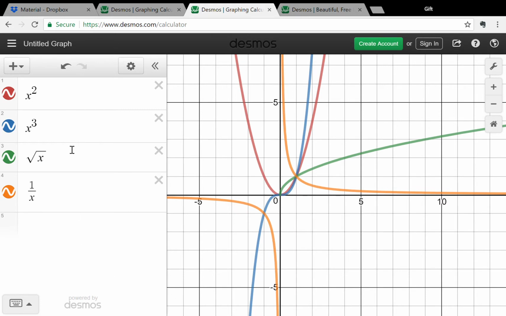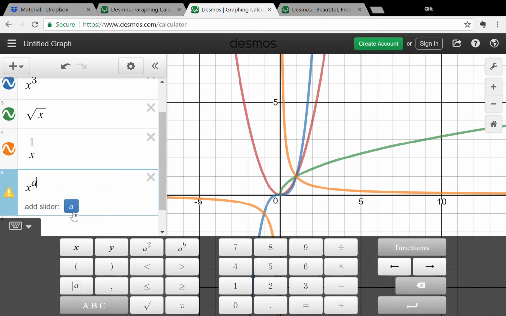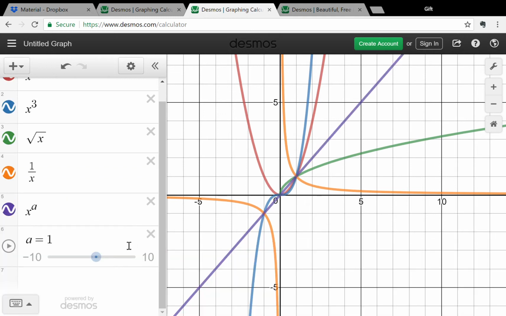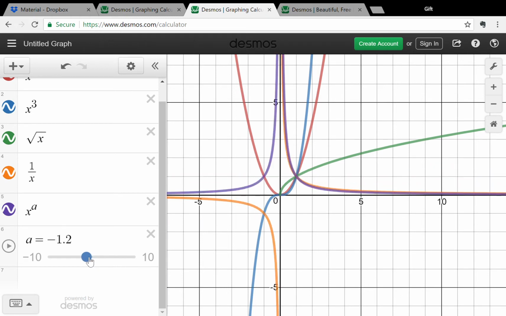Now, all these functions belong to the same category. They are called power functions. Let me do the general case real quick. Let me draw the graph of x to the a. You can see when my a is 2, you get a parabola. When my a is 3, you get the x cubed graph. When my a is 1, you get a linear graph. When my a is 1/2, you get the square root, and when my a is negative 1, you get 1 over x.